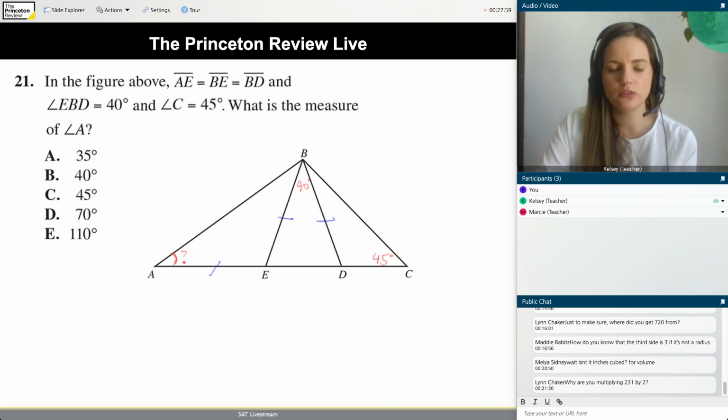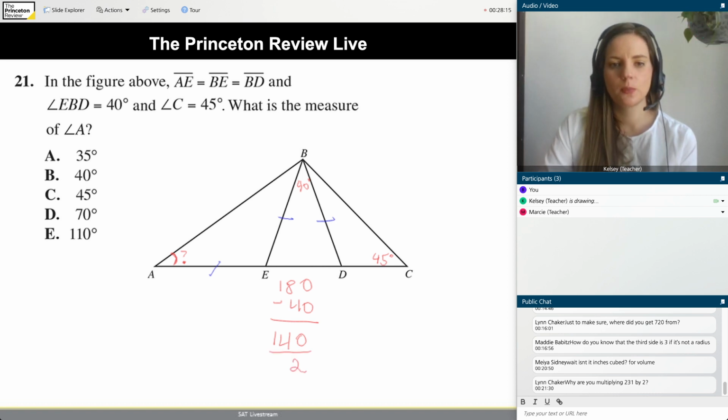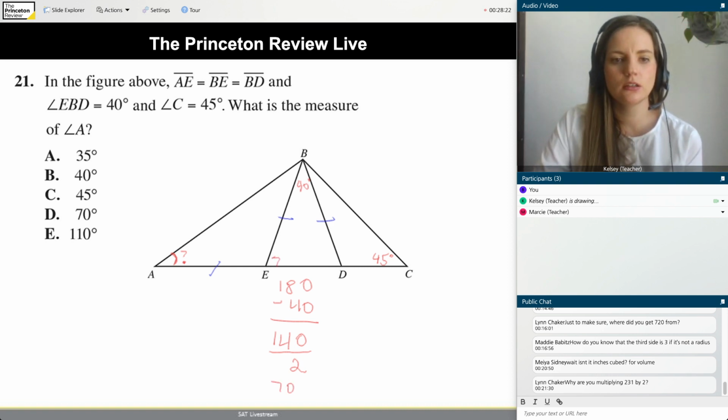We know that all of the angles are going to add up to 180. And we've got 40 here, so we're going to subtract that out. So that gives us 140 to split between the two of those angles there. And we're just going to divide that by 2. So we know that both of those are going to be 70, right? So we got 70 here and 70 here. Okay.